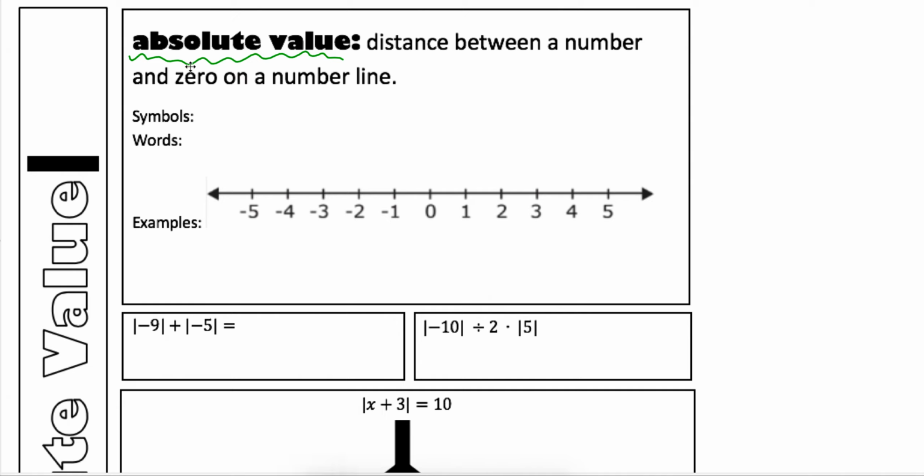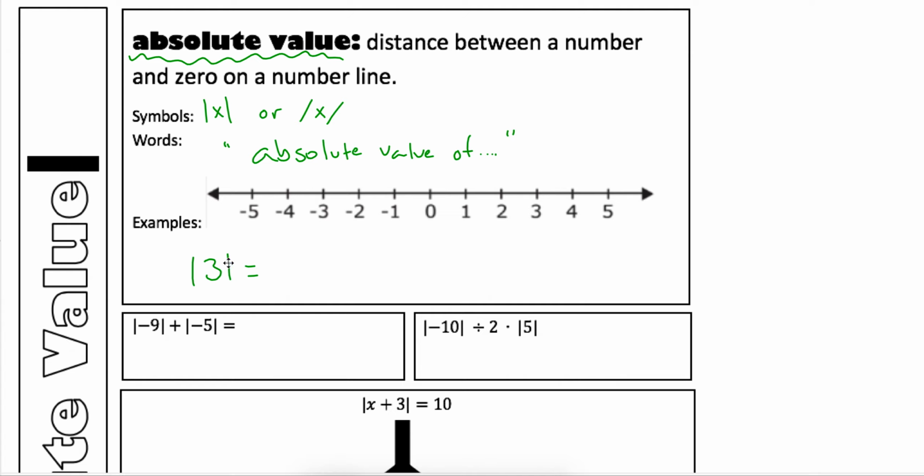For symbols, the way you're going to see absolute value symbols is you're going to have either two vertical lines with a number in between, or sometimes you might see two slanted lines with a number in between. The words you're going to read are "the absolute value of," and you'll get a number there. So like the absolute value of 3, the absolute value of -5.